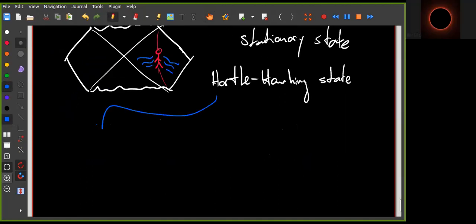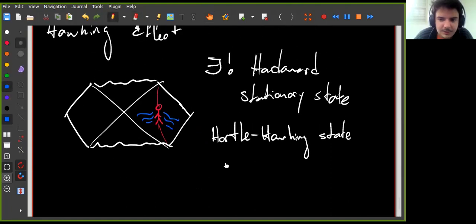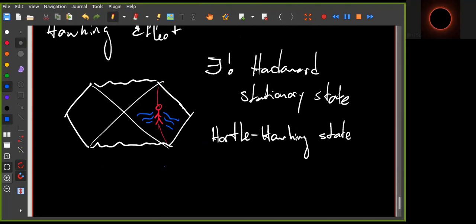Nick, Dominic has a question. Could you repeat the definition of the Hartle-Hawking state? It is the unique Hadamard stationary state in Schwarzschild spacetime. Does it make sense? He said yes. Okay.